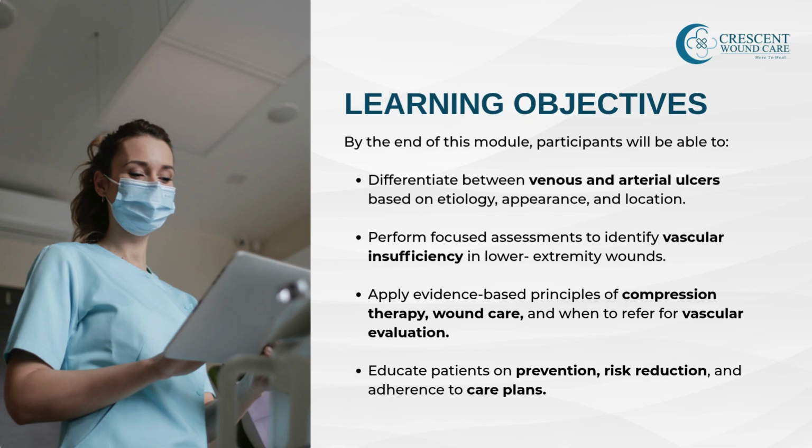Before we start, here's what you'll be able to do by the end of this session. First, you'll be able to clearly differentiate between venous and arterial ulcers, not just the textbook definitions, but how they actually look, where they're found on the body, and how patients typically describe them. Second, you'll know how to perform a focused vascular assessment. That means knowing when to check an ABI, what to look for on the skin, and how to evaluate pulses properly. Third, we'll explore evidence-based care techniques, from choosing the right dressing, to when to use compression therapy, to identifying when it's time to refer the patient to a vascular surgeon.